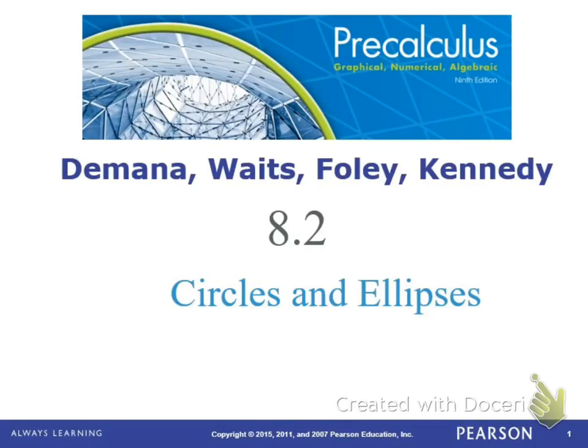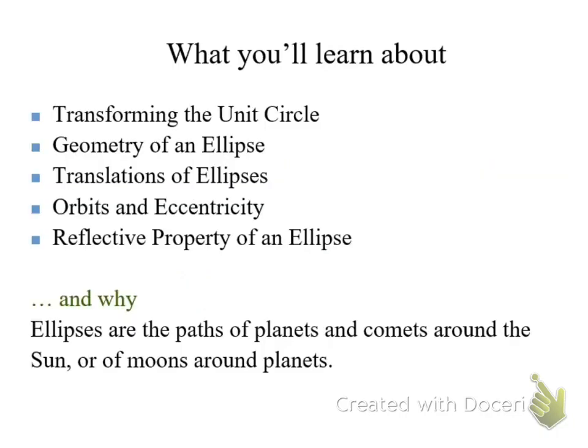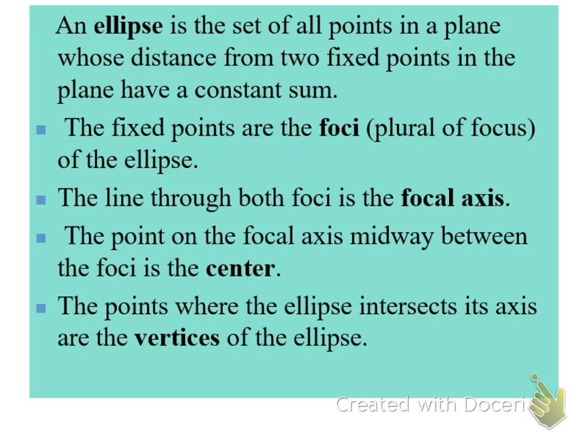So today we'll start on 8.2, which is all things circles and ellipses. To get us started, an ellipse is the set of all points in a plane whose distances from two fixed points in the plane have a constant sum. These two fixed points are the foci of the ellipse.